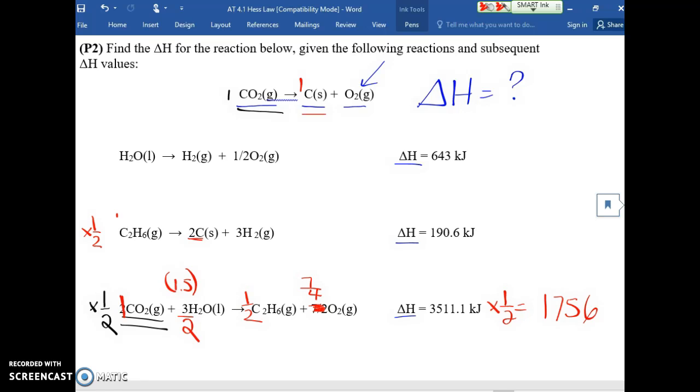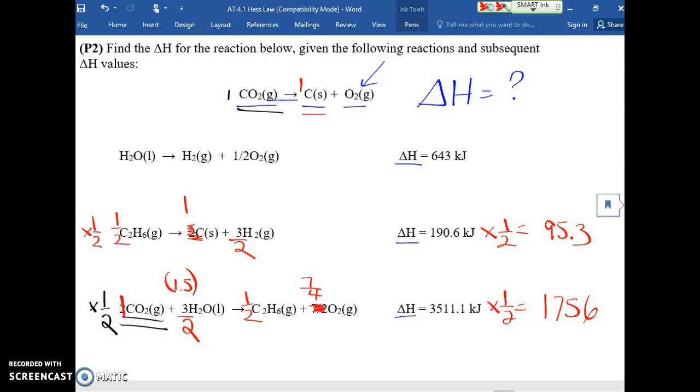Half of 1 is a half. Half of 2 is 1. And half of 3 is 3 halves. Okay. Multiply this by a half. 190.6 divided by 2 is 95.3. Okay. This is again, this is easy. This is just like the other one.